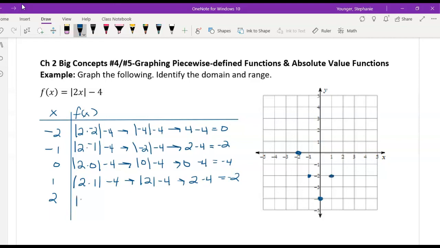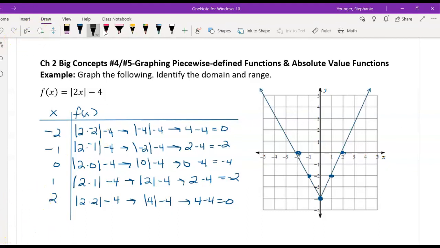And then if we follow the same pattern, the absolute value of 2 times 2 minus 4 yields us the absolute value of 4 minus 4, which gets us a value of 0. So now we have (2, 0). Now let's connect our points and draw that very distinct V-shaped graph.